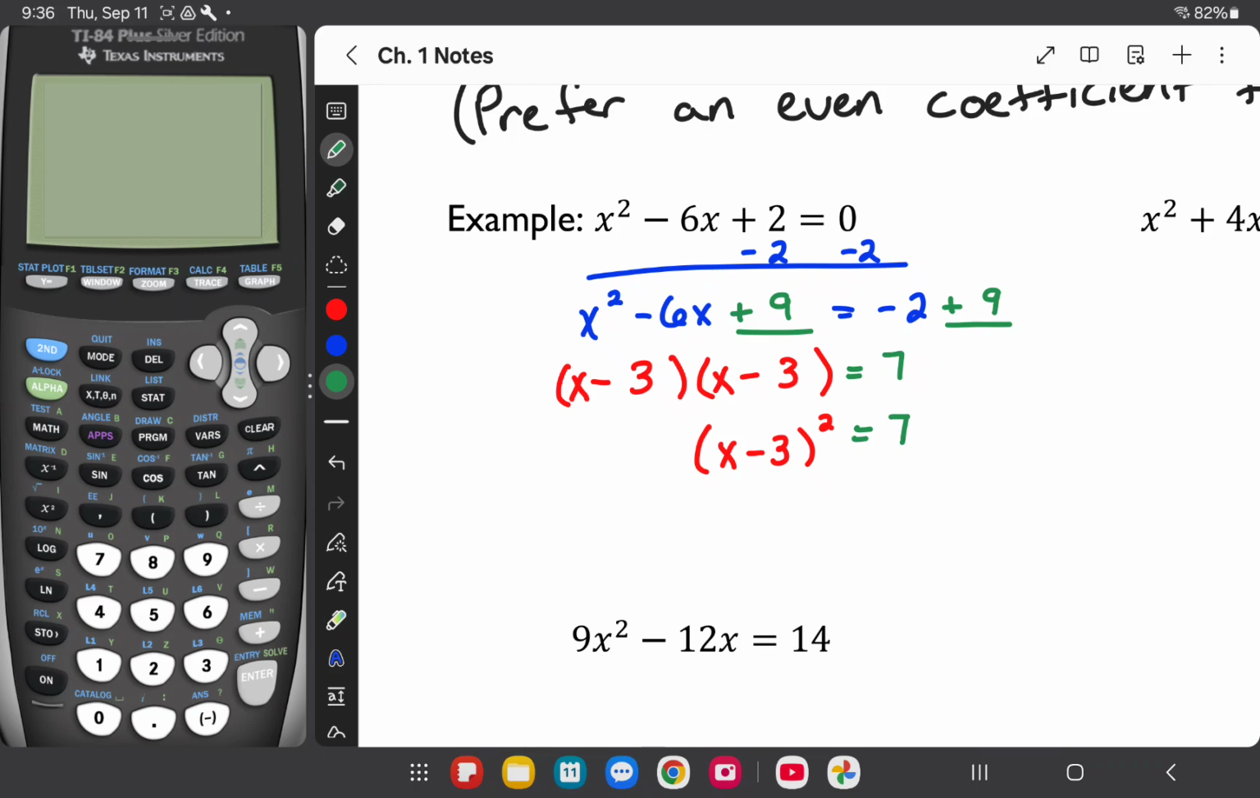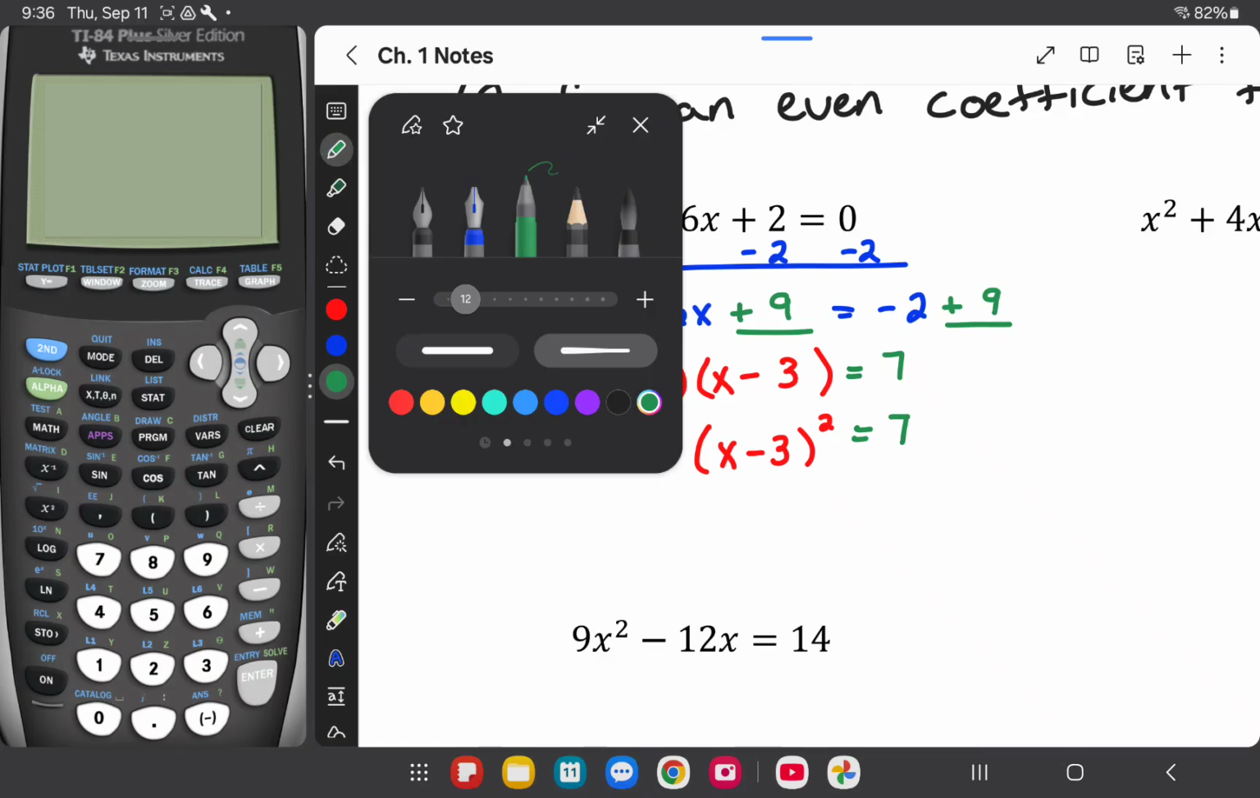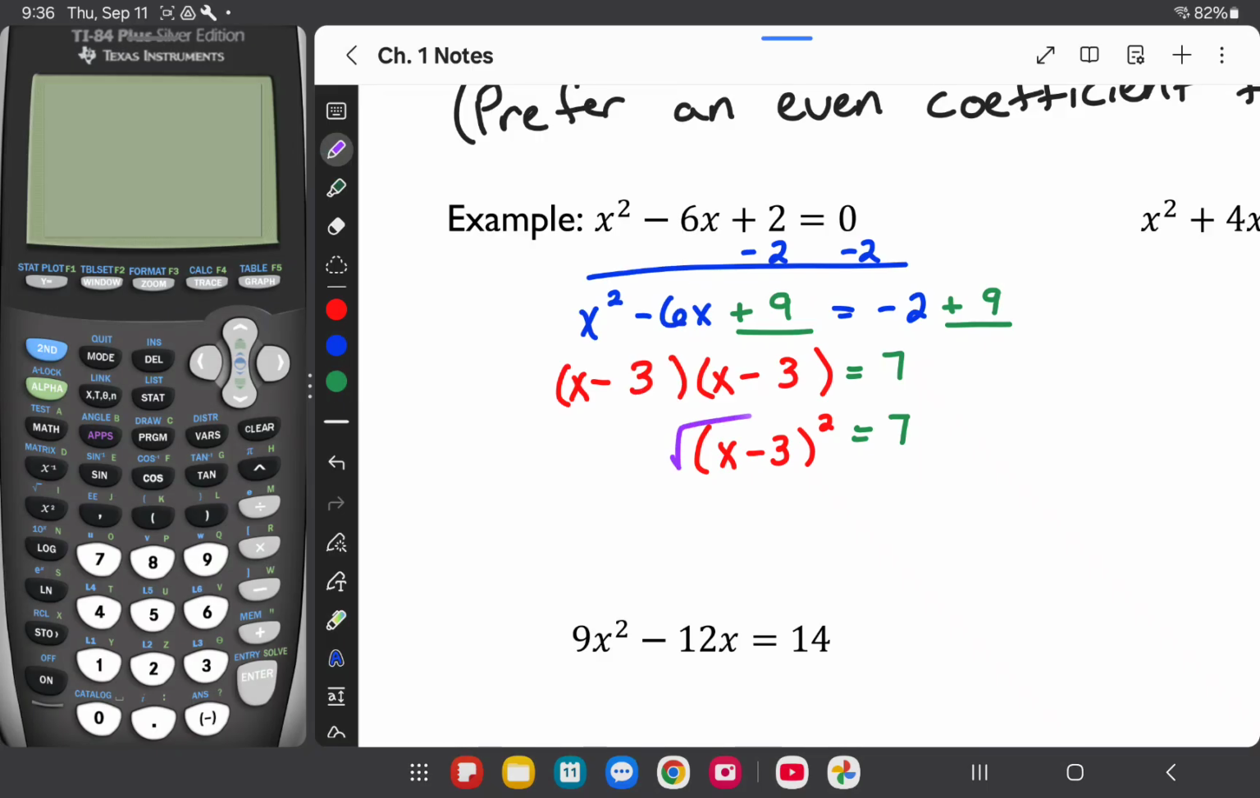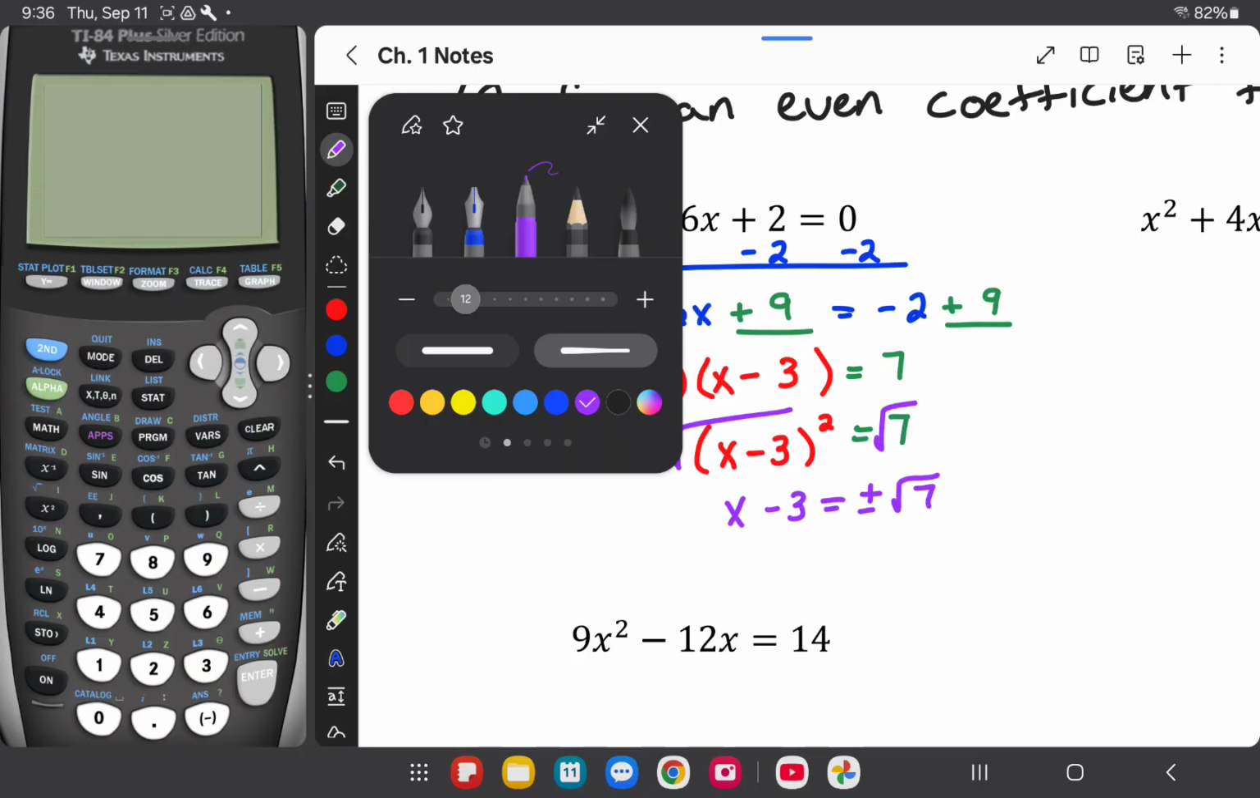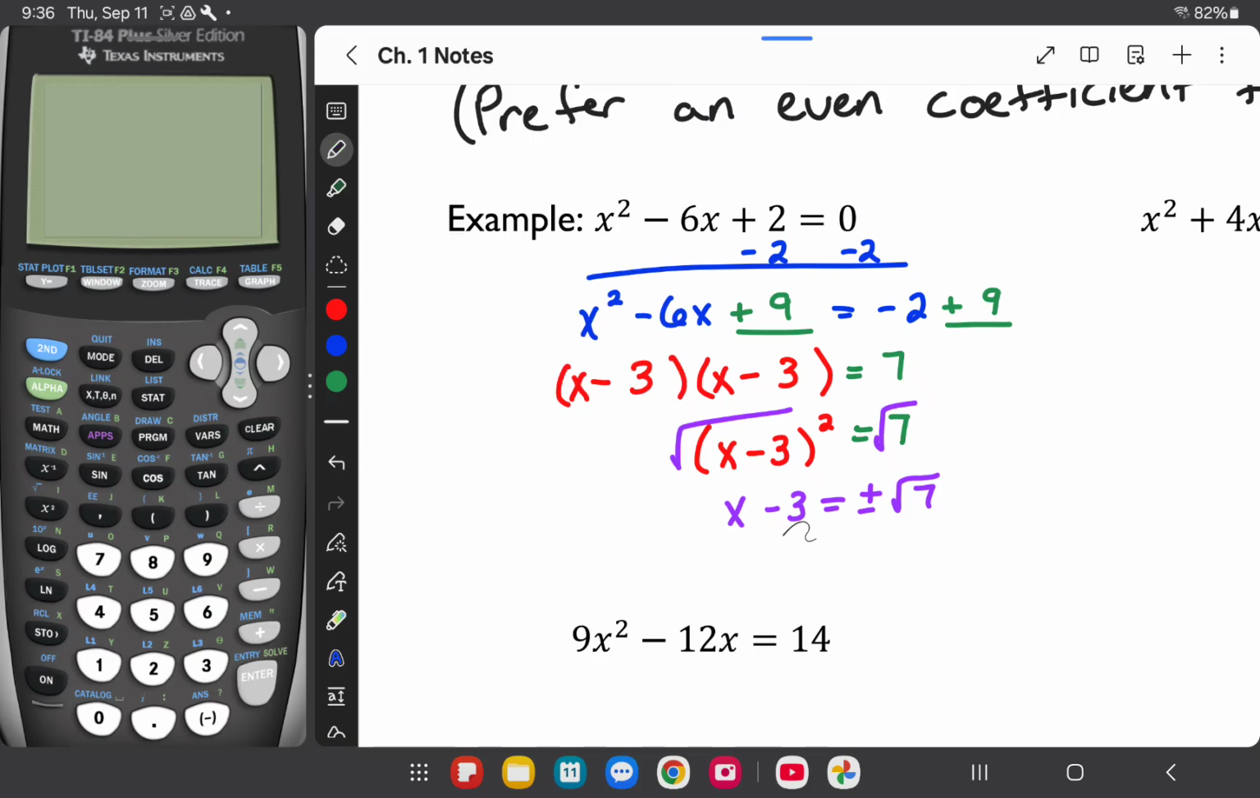I end up with a similar equation to the one we just solved by taking the square roots. And so in order to solve this equation, once again, I'm going to take the square root of both sides of my equation. I'm going to end up with x minus 3 being equal to plus and minus the square root of 7. And then to get x by itself, it's one more step. I'm going to add 3 on both sides of my equation to find out that x is equal to 3 plus and minus radical 7.